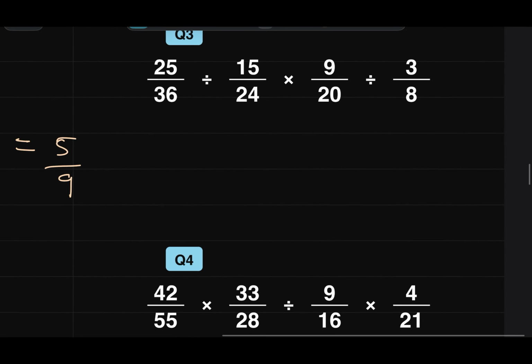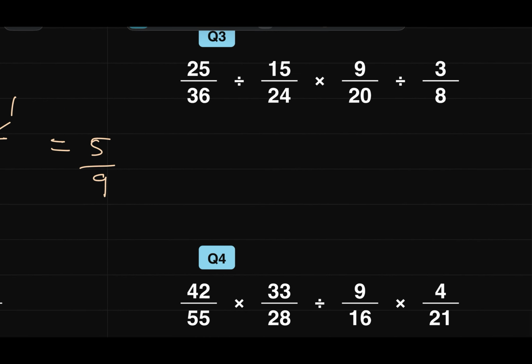Let us quickly do the third one also. Tell me which ones will reciprocal here. Only 2 fractions will reciprocal. One is this because it is after the division sign, and one is this which is after the division. Keep everything else the same. 25 upon 36 into 24 upon 15 into 9 upon 20 as it is, again into and reciprocal this also.